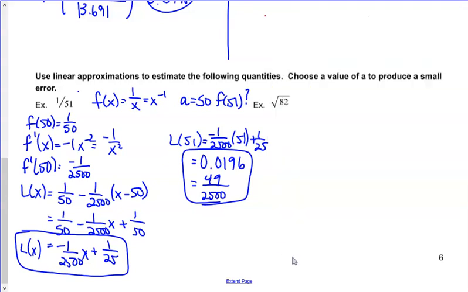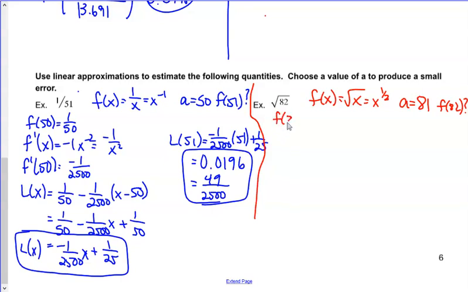Okay? So this next one I wanted to show you as well. Just again, identify the function. This time I have a square root, which is the same as x to the 1/2. I'm going to choose something nice for the square root for my a value. And notice that I have a perfect square at 81. So I'm going to choose a to equal 81. And what we are looking for is, what is f of 82? That's what's in question. So again, I need to determine what is f of 81, which means I throw it into here. Gives me the square root of 81, which is 9.